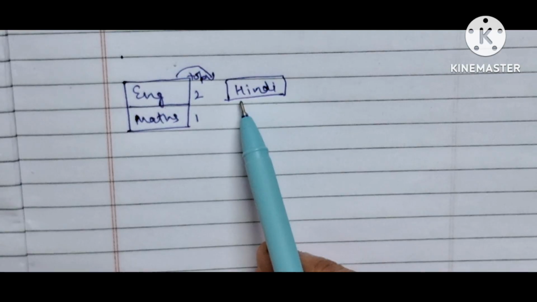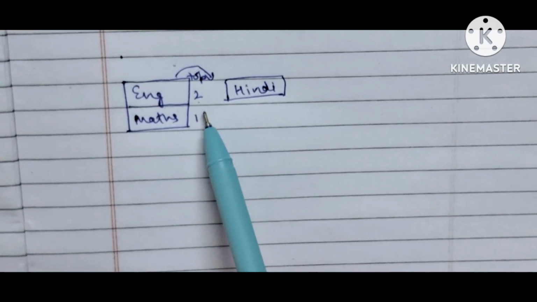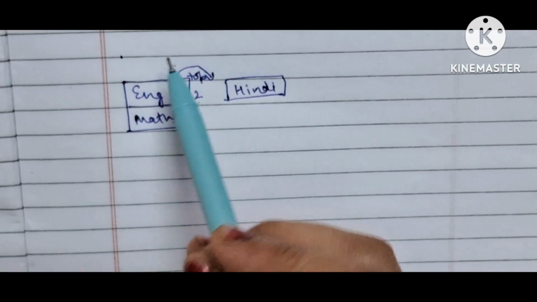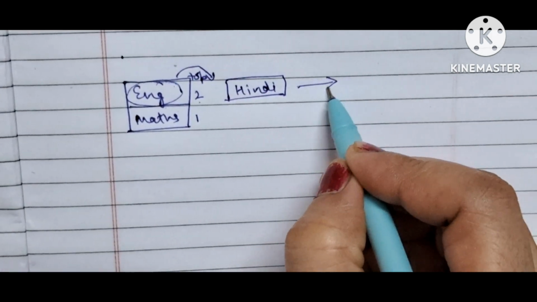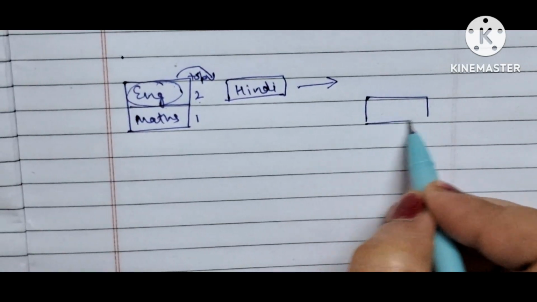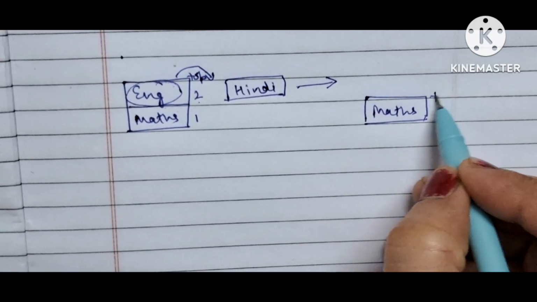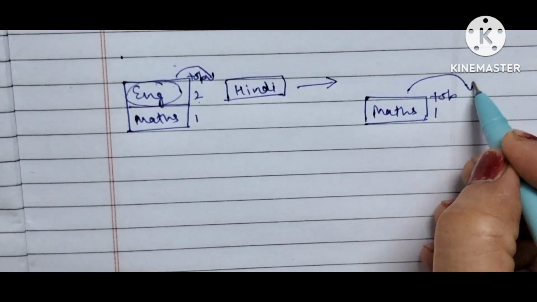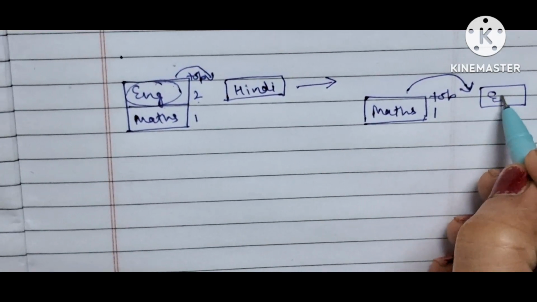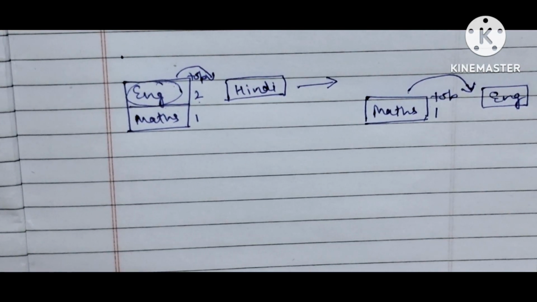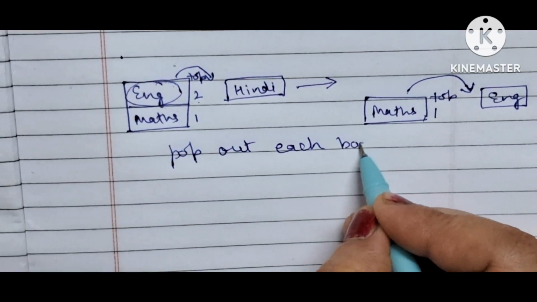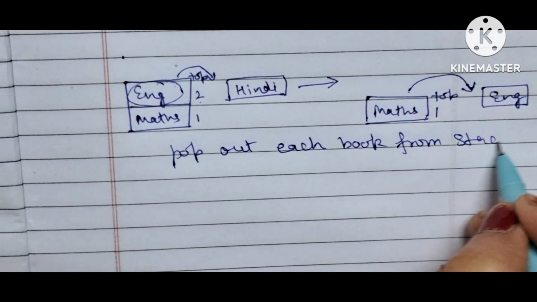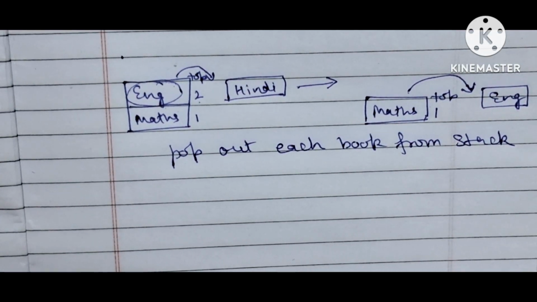For this, now I will remove the Hindi book from the stack and my top pointer will point to 2, and then I have to find my English book. So my stack will have only one book and its top value will be 1, and I will take out the English book, which is the targeted book. I have to pop it out from the stack. So in this way the pop or deletion operation will be performed on the stack.